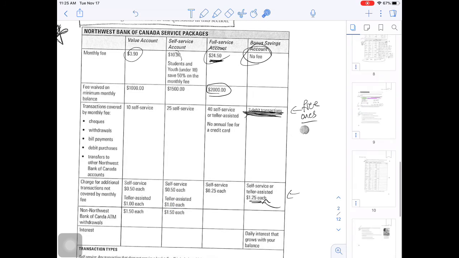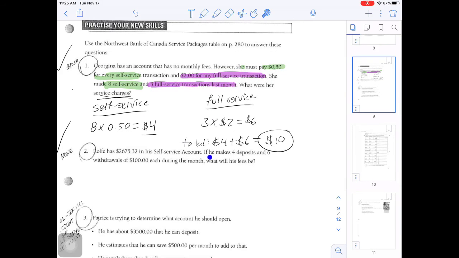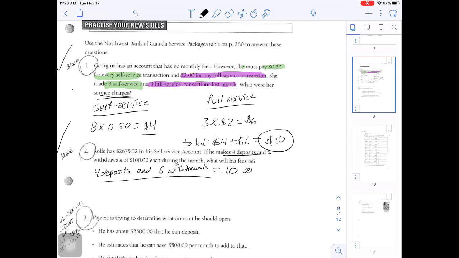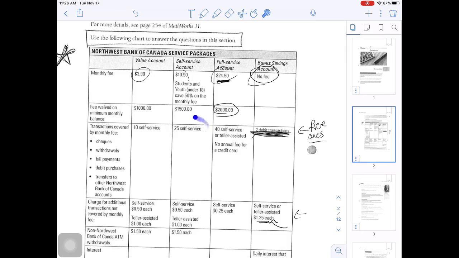So let's go back and see what exactly he was doing. So he makes 4 deposits and 6 withdrawals. That equals 10 self-service transactions. So that definitely falls under the fact that he gets 25 free ones. So he's not going to have to pay any of this, which is nice. The question is, did he remain above $1,500 so he doesn't have to pay that monthly charge?